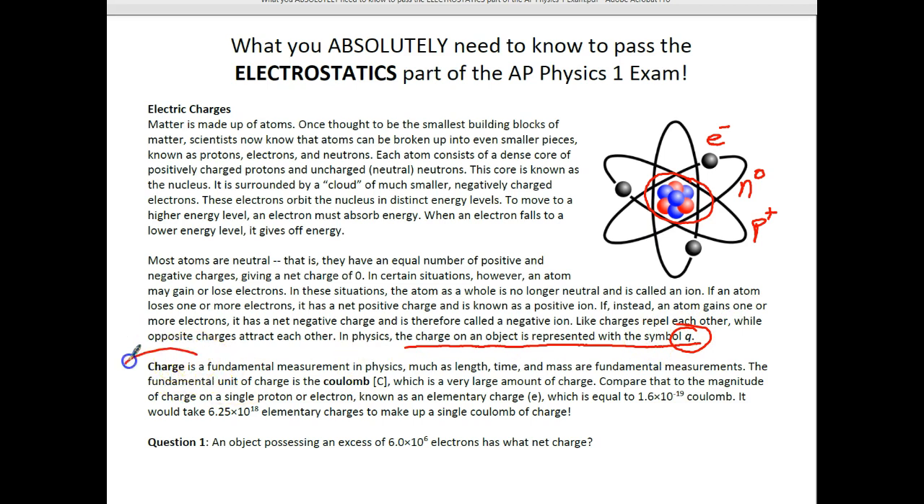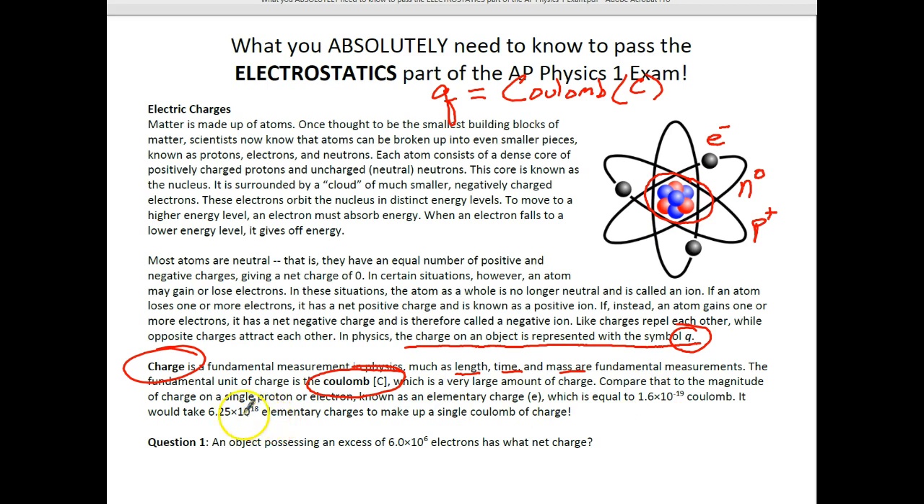Charge is a really fundamental unit of physics. It's a lot like length and time and mass. And the unit we use for it is called a coulomb. So charge is abbreviated Q, and the unit we use is a coulomb, C-O-U-L-O-M-B, and we use the letter C to talk about it.